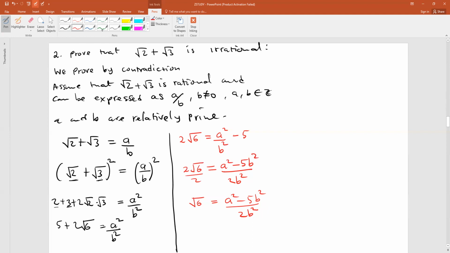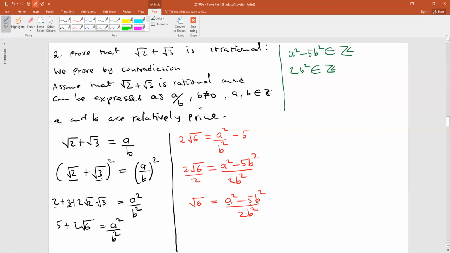Why is this side a rational number? This is an integer. When you square an integer, you get an integer. This is an integer. This is an integer. When you multiply two integers, you get an integer. When you subtract integers, the result is an integer. So one thing you have to know is a squared minus 5b squared is an integer. Even 2b squared is also an integer.